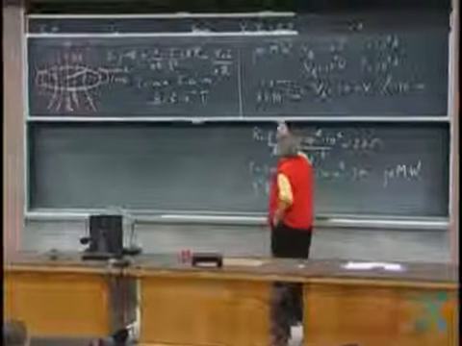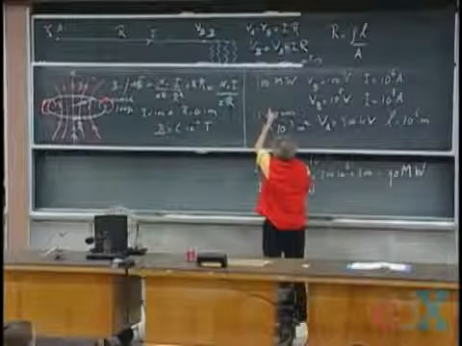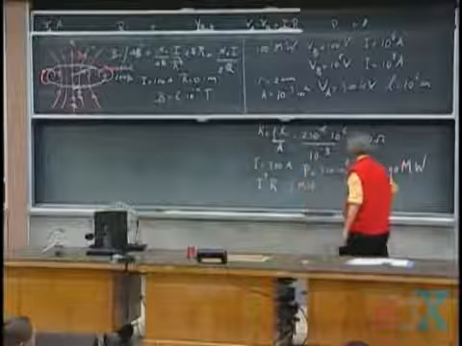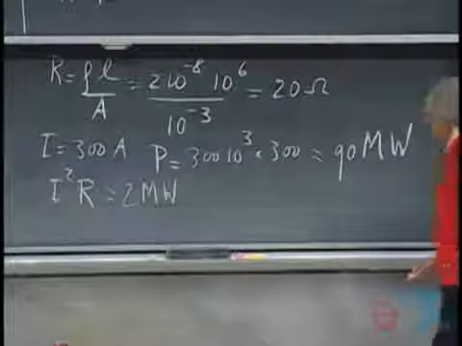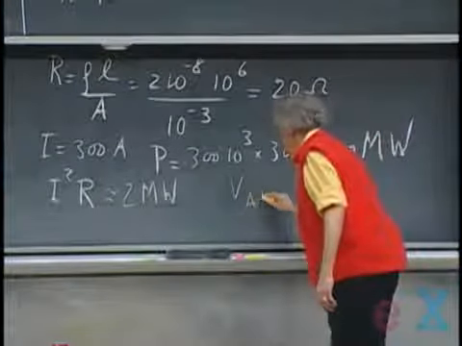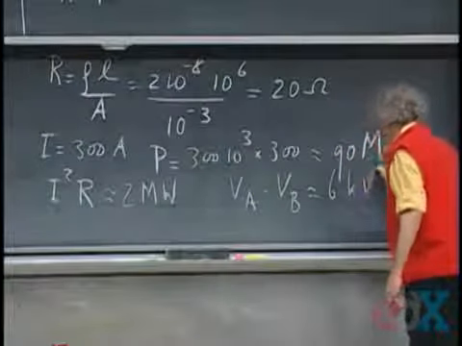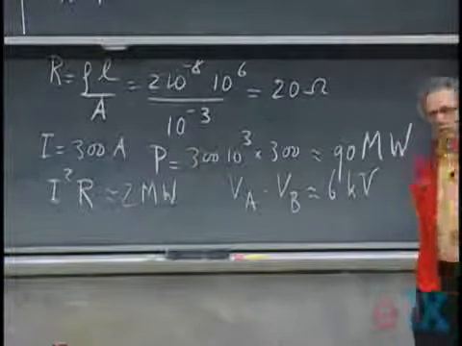You can also calculate now what the difference is in potential between the power station and Boston. VA minus VB is IR. You know that I is 300 amperes, and you know that R is 20 ohms. So VA minus VB is about 6 kilovolts. In other words, if the power station puts it on the line at 300 kilovolts, then you would get it here with only 6 kilovolts less. So it's not a very unreasonable situation.